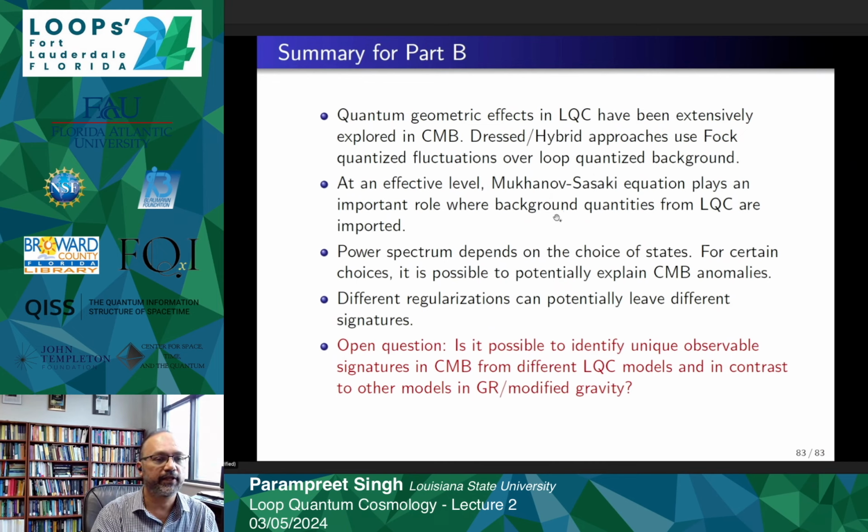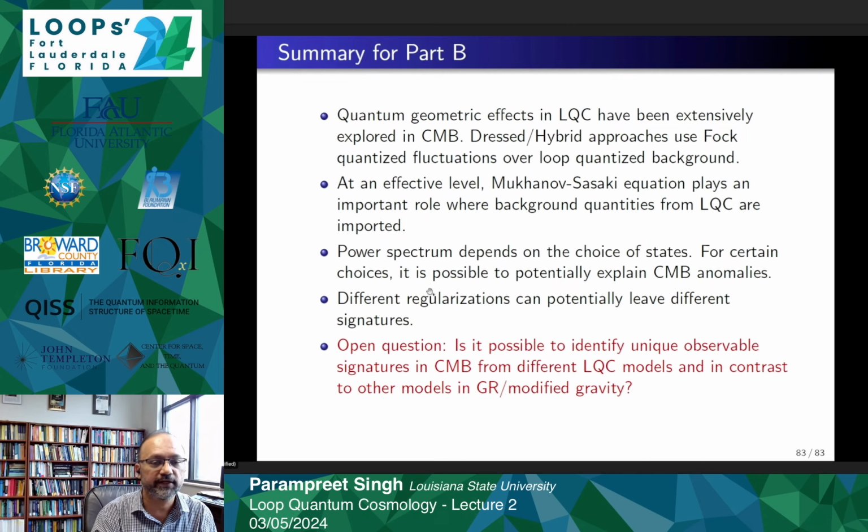Dressed and hybrid approaches use Fock quantized fluctuations over loop quantized background at an effective level. And I'm saying this at a pure physics, practically cosmologist level. I'm not talking about the quantum theories here. And they have their own beautiful properties and many nuances, which I've not covered. At an effective level, the Mukhanov-Sasaki equation plays an important role, where background quantities from LQC are imported. The power spectrum depends on the choice of states. If you choose adiabatic states or special states, the answer will be different.